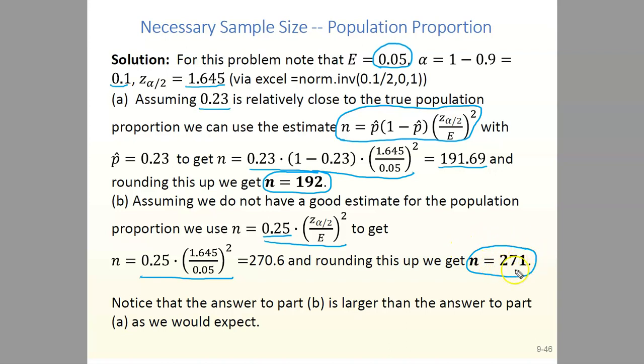Notice that this number is bigger than 192, which makes sense because in part A we're assuming that we know something about the true population proportion that is close to 0.23, whereas down here we're assuming nothing about the overall population, so we need a larger sample size.